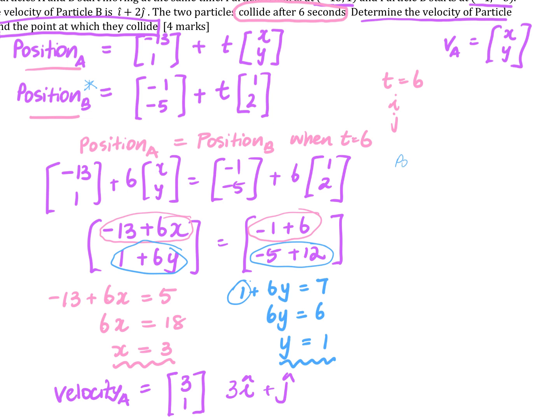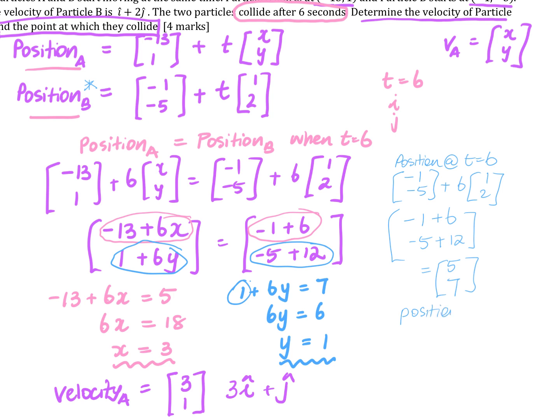So the position at time equals 6 is going to be (-1, -5) plus 6 lots of (1, 2). That's going to be -1 plus 6, -5 plus 12. That's going to make (5, 7). So the position is 5i plus 7j.